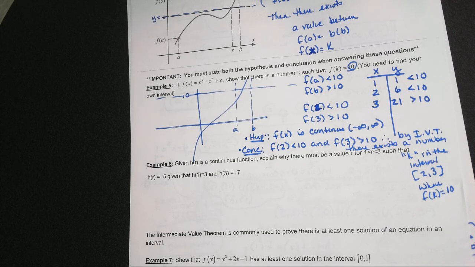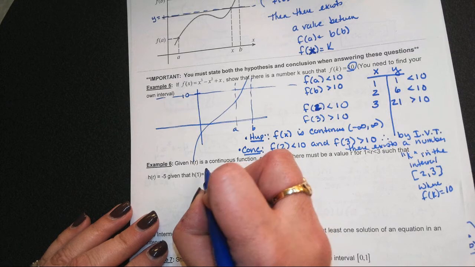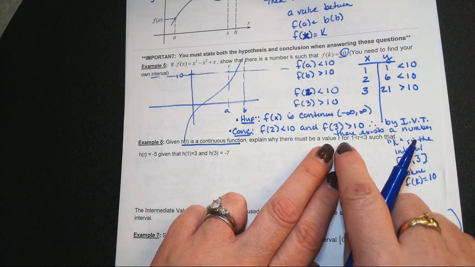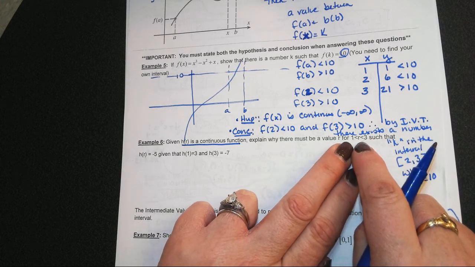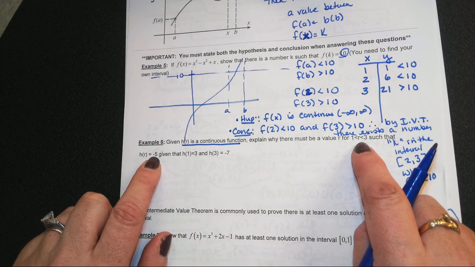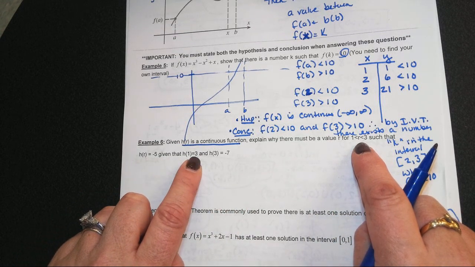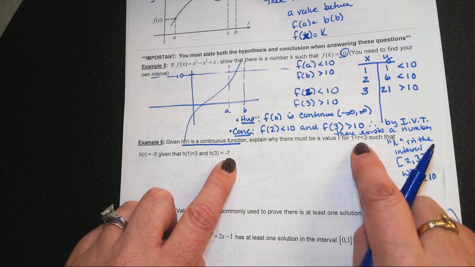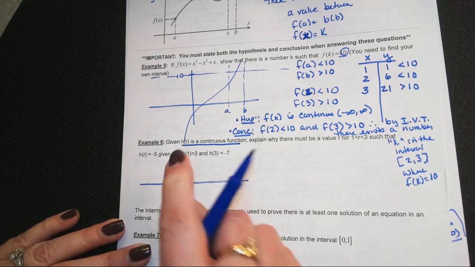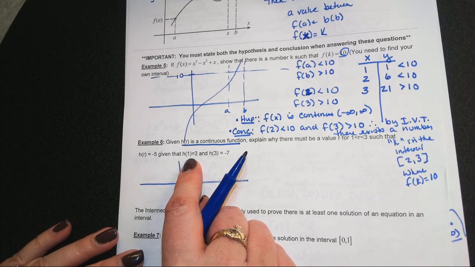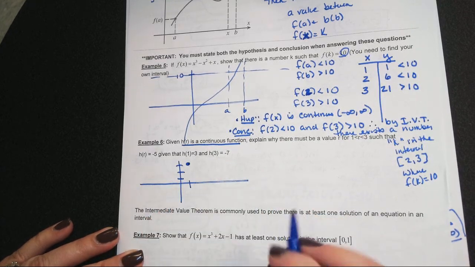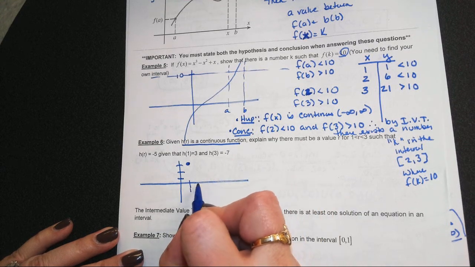Let's look at another one. So given h of r is a continuous function. So again, it's continuous. Explain why there must be a value r for the interval. So they're giving you the interval from 1 to 3, such that h of r is equal to negative 5, given that h of 1 is equal to 3, and h of 3 is equal to negative 7. So again, I'm just going to put this to picture for you. So they're giving me a point. I have this point 1, 3. I have this point 3, negative 7.